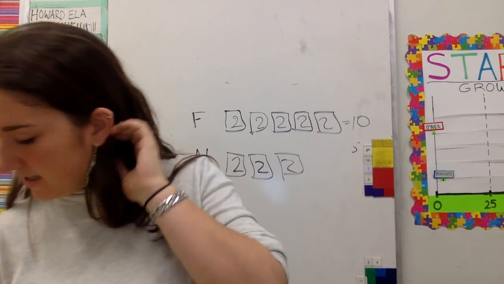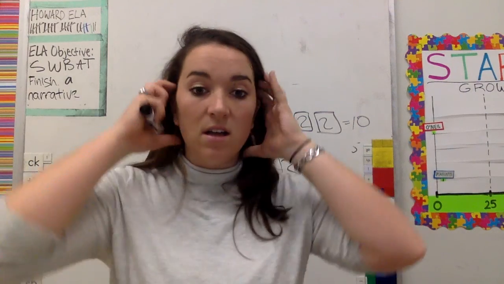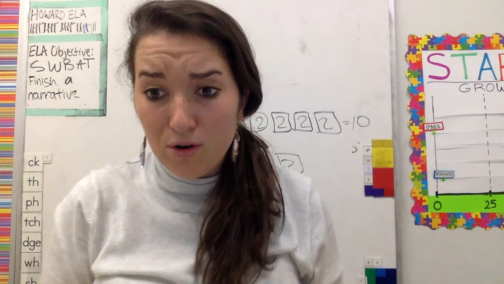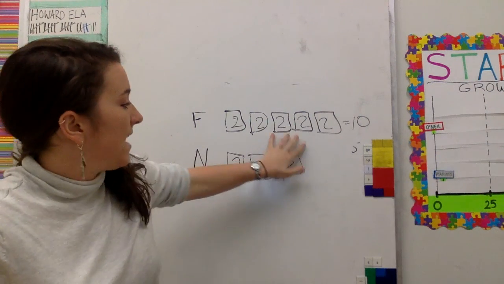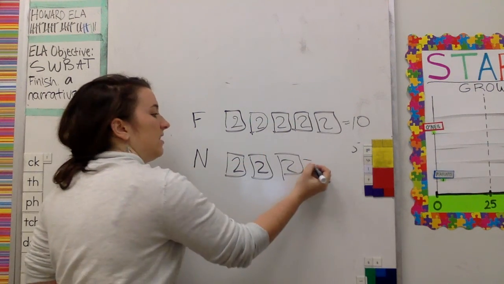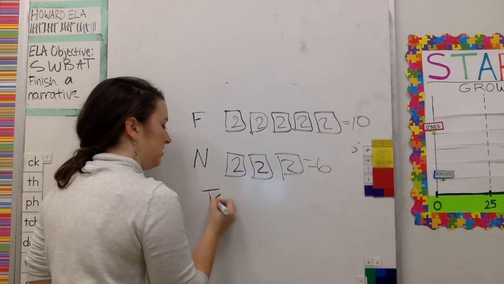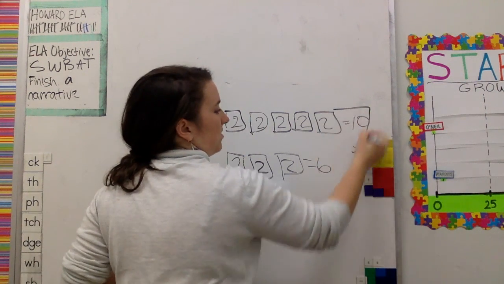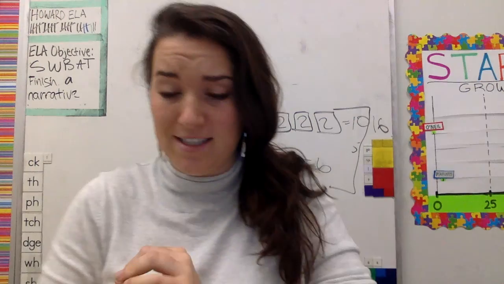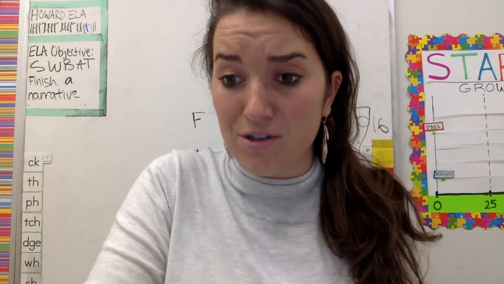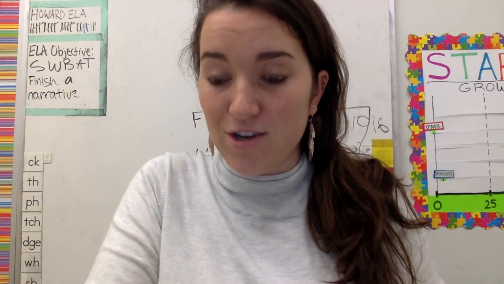Then the question asks how many total books were there. So I need to know how many books in all of the boxes together. So I have 10 up here, I have 6 down here. This equals 6. Total, sometimes you guys write on the side, is going to be 16. So the answer is 16 total books. Again, make sure you write a complete sentence. Try the rest on your own. Good luck.